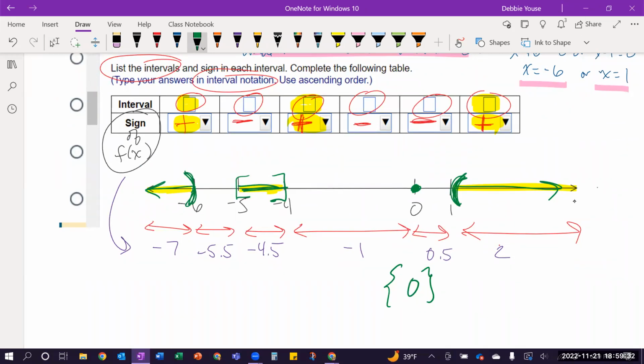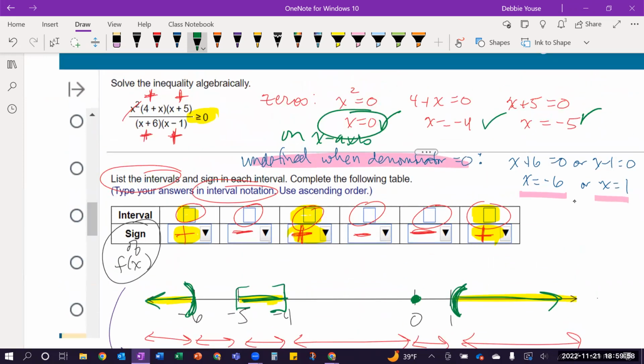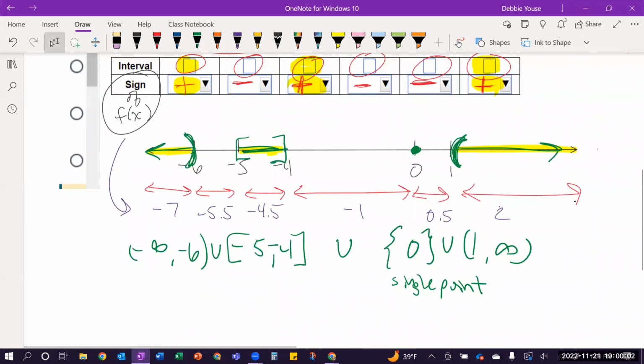And so this was the 1 to infinity. This is the one single point. This is the inclusive interval that includes the -5 and -4. And this is the open interval up to -6. So that's union, that's union. And so again, this is a single point that we have to include, not a whole interval, because this includes equal to on the x-axis, okay?